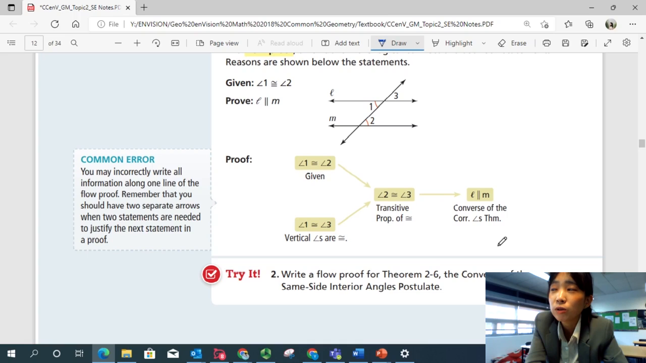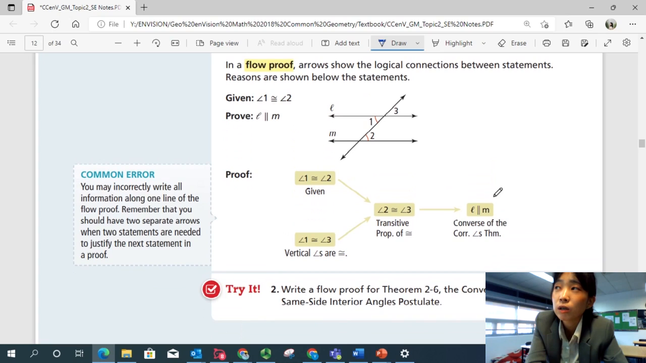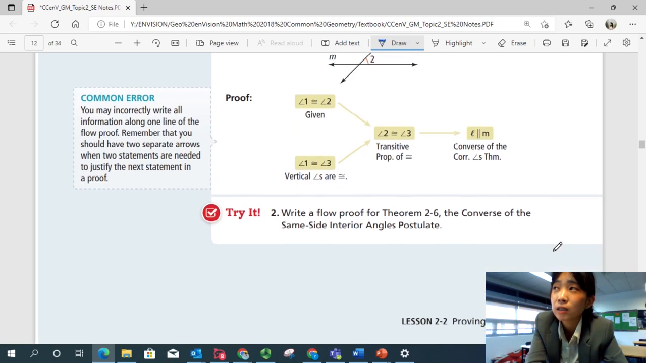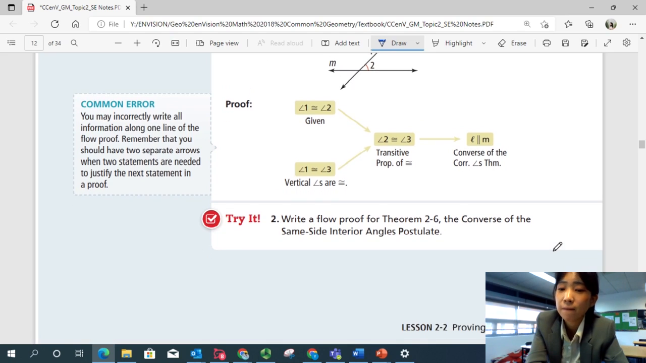You're going to write a flow proof for theorem 2-6, the converse of the same side interior angles postulate. So it's going to be very similar to the flow proof that's shown in this example. See if you can do it by yourself. Write a flow proof by yourself and come back when you're ready for answers. Are you ready? So how do you start?